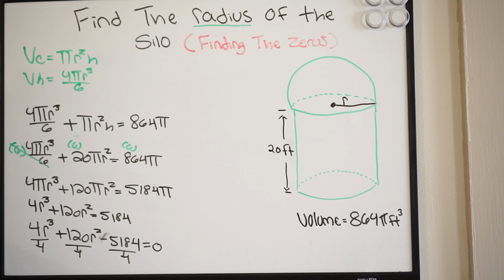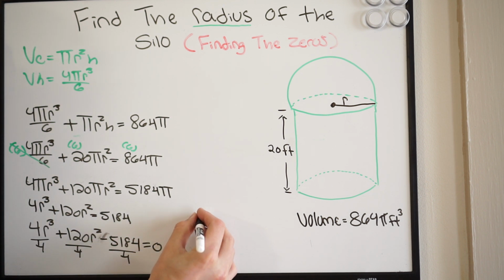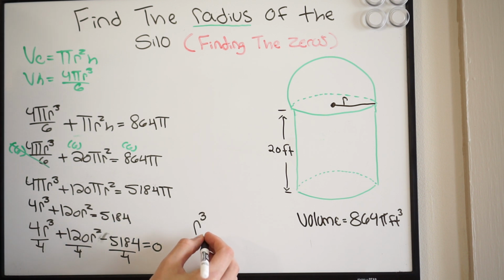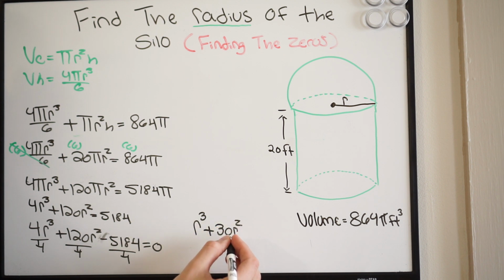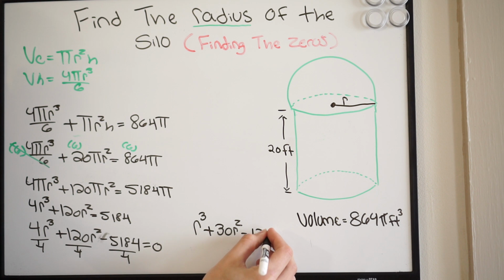And again, you don't have to do this. This is just to clean it up a bit. So we're going to get r cubed plus 30r squared, and then minus 1296. And this is all equal to 0. Okay, so here's our polynomial equation.